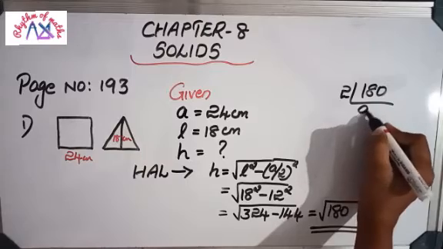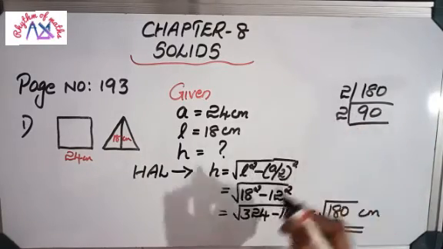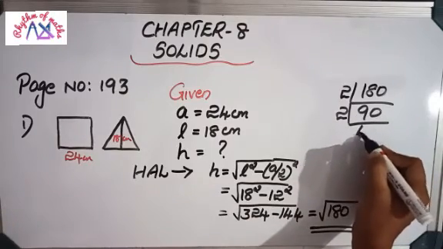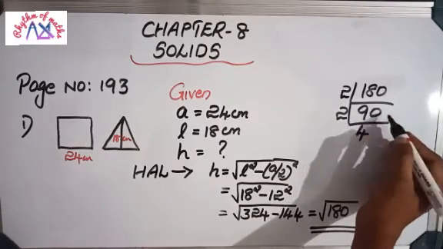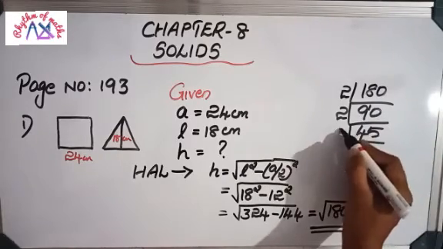In 18, 9 2s are there, put 0. Now here also you can consider 2. In 9, how many 2s are there? 4 2s are there. That is 8. Balance is 1, 10 here. So 45. Next you can consider 3.